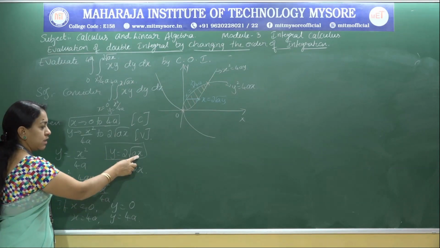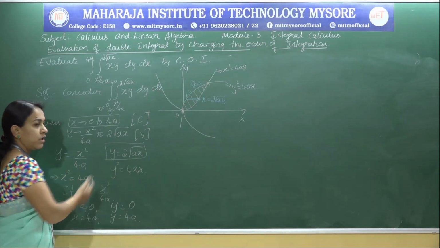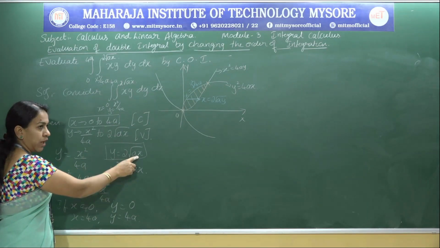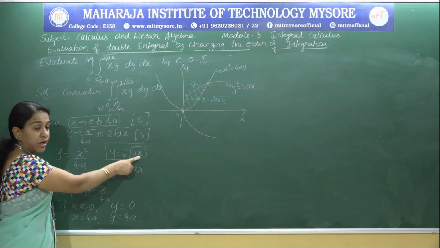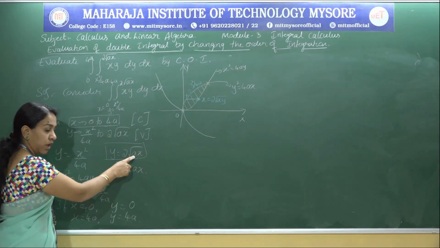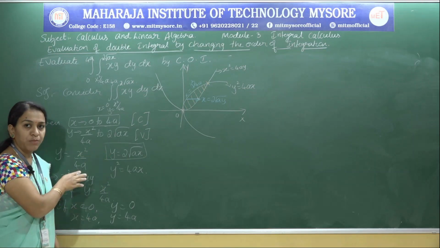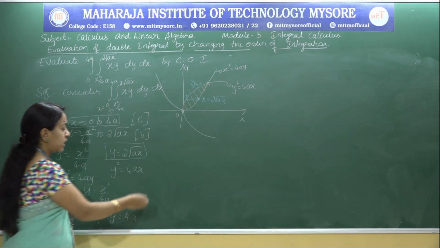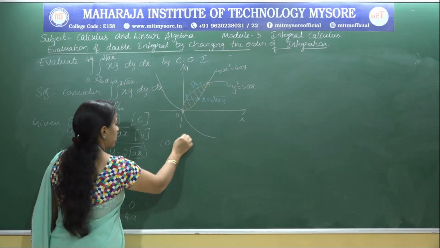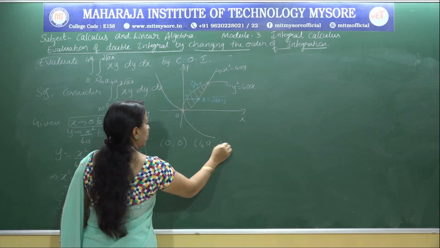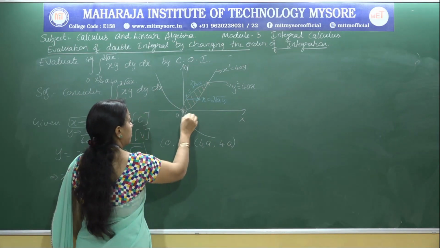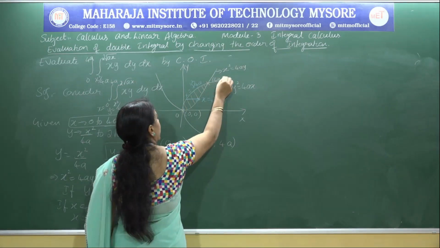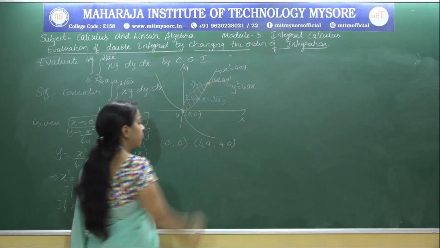We know that x is 0 is the first value. So 0 into any number is 0, y is 0. Another one, x equal to 4a. If I write here 4a in place of x, we have 4a square inside the square root. If I remove from the square root, I will get again 4a. Therefore, what are the points of intersection? The points are (0, 0) and (4a, 4a). Yes, these are the points of intersection, (0, 0) and (4a, 4a).